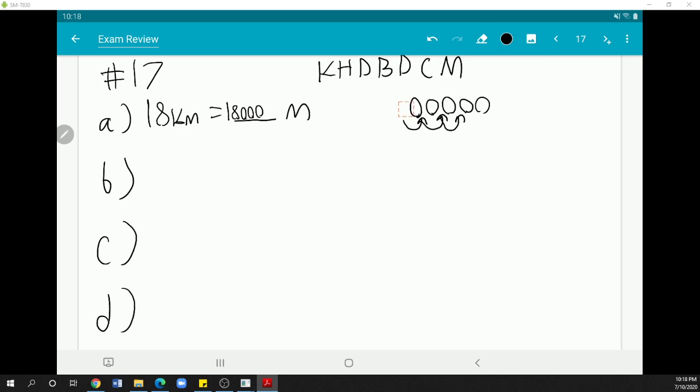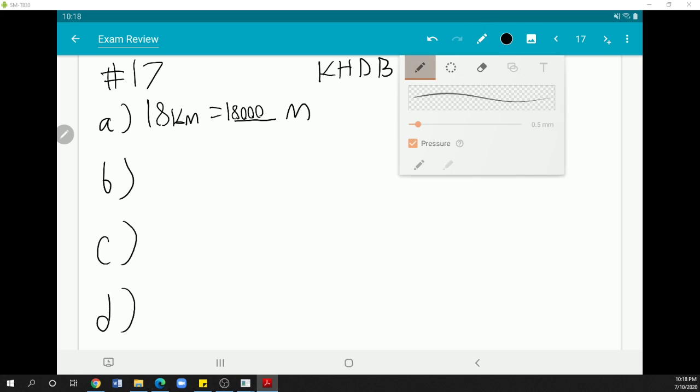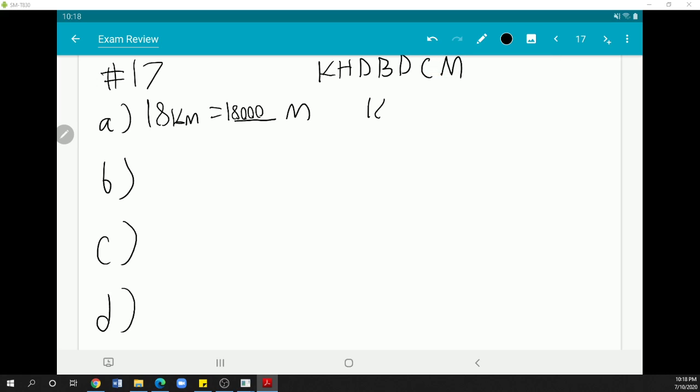Or another thing, if you want, that's perfectly fine, is just there's 1,000 meters in a kilometer, so 18 kilometers times 1,000 meters for every kilometer. And you could just multiply by 1,000, you wouldn't have to write the fraction. Equals 18,000 meters. Whatever way you're comfortable with gives you the right answer. 18,000 meters.